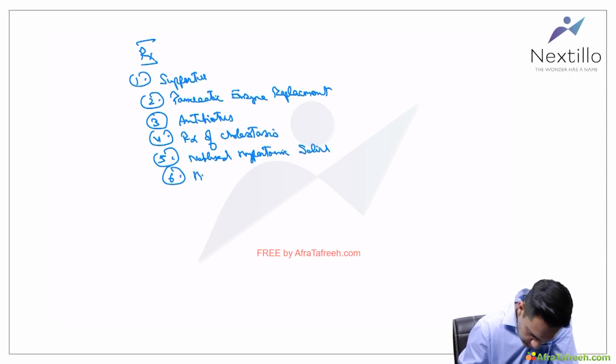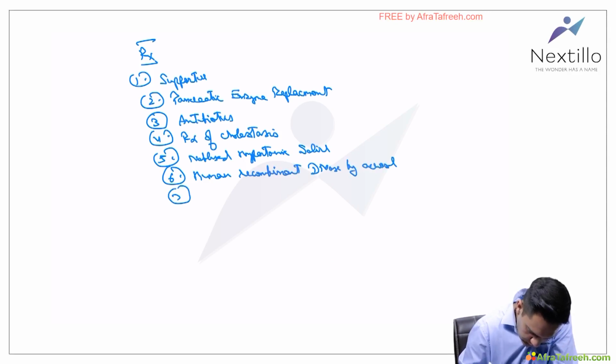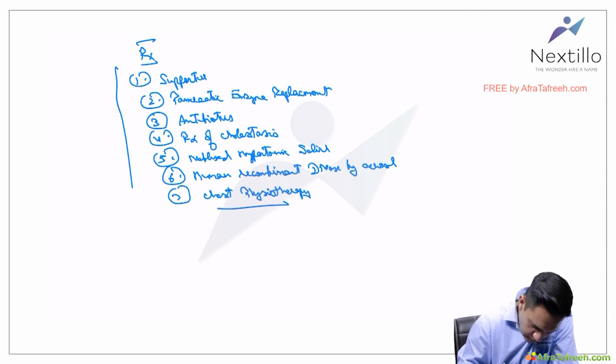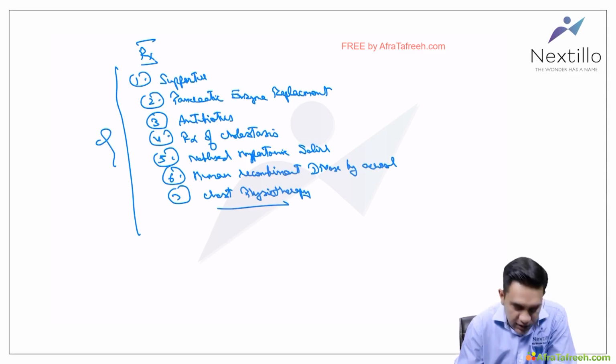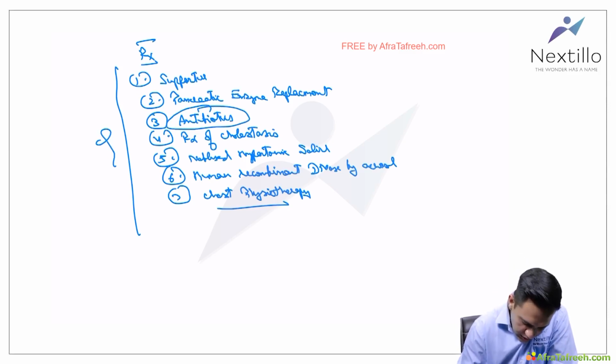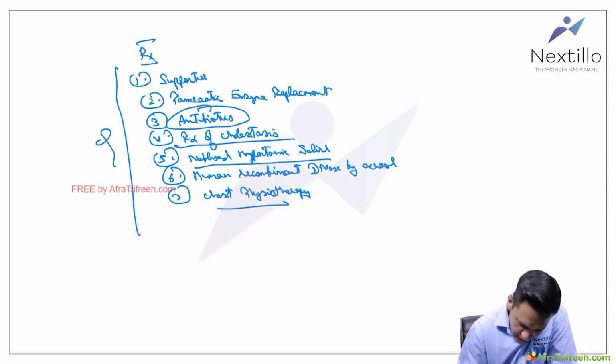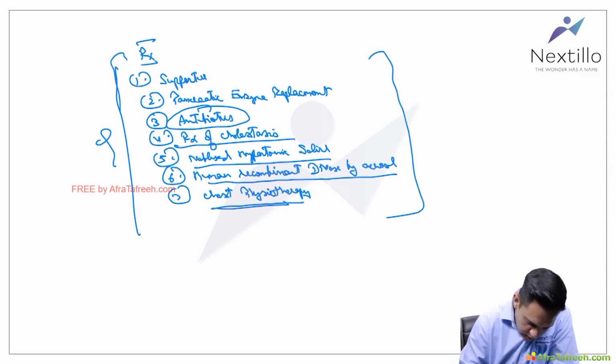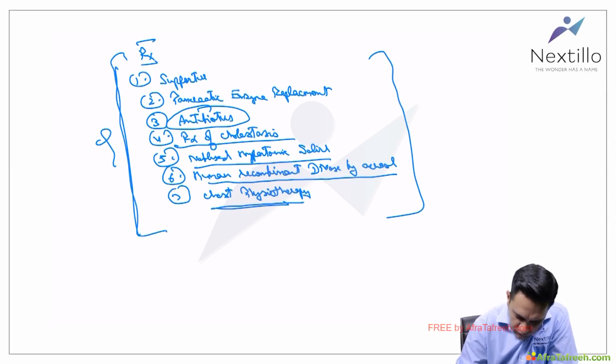We can use human recombinant DNAs, aerosol, and also a very important part will be chest physiotherapy. So these are the treatment part: supportive, pancreatic enzyme replacement, antibiotics, treatment of cholestasis, nebulized hypertonic saline, recombinant human DNAs by aerosol, and the chest physiotherapy. These are all the treatment part which can be used for cystic fibrosis.